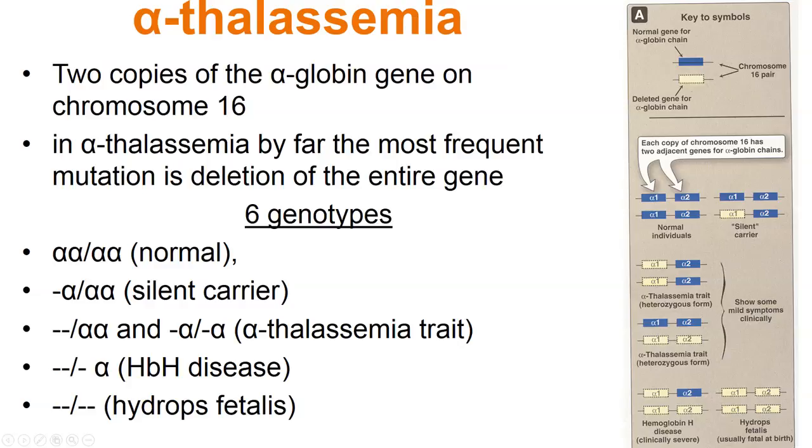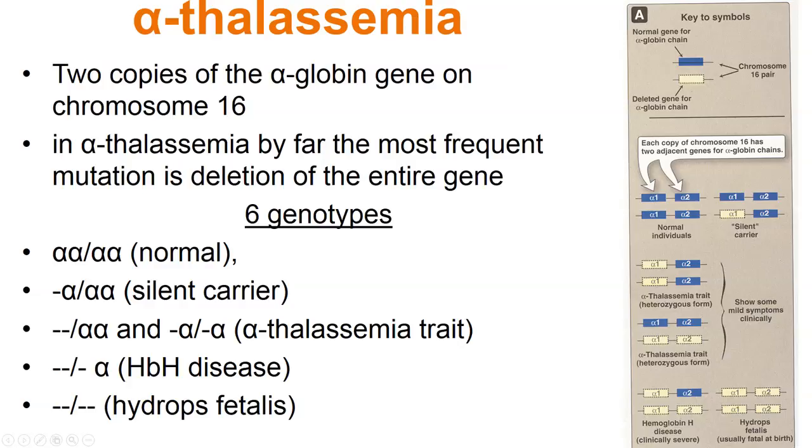Each one of those has a very specific name. They're either normal or silent carrier, where they have 1 mutated gene. Alpha thalassemia trait is when you have 2 mutated genes. One thing to notice in this case is that the 2 missing genes could both come from 1 chromosome, or you could be missing a gene on each of your chromosomes. That's why you have this "and" in there. It could be either scenario, which can make a difference if these people have kids themselves and depending on who they mate with.